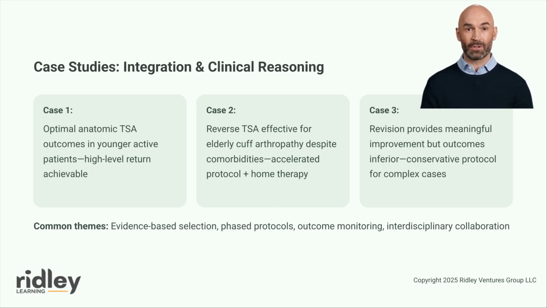Case 3 highlights revision surgery challenges in complex patients, emphasizing that meaningful improvement is achievable though outcomes remain inferior to primary procedures, requiring carefully calibrated expectations. Common themes across all 3 cases include systematic preoperative assessment, evidence-based surgical selection considering age, demands, cuff integrity, and comorbidities, phased rehabilitation with clear progression criteria, serial validated outcome assessment, and interdisciplinary collaboration. Each case integrates evidence from 2022 through 2025 guiding protocol adaptations that optimize outcomes across diverse shoulder arthroplasty populations.